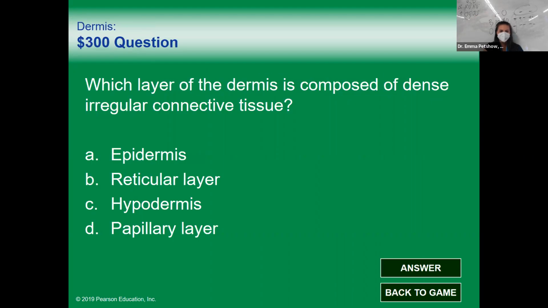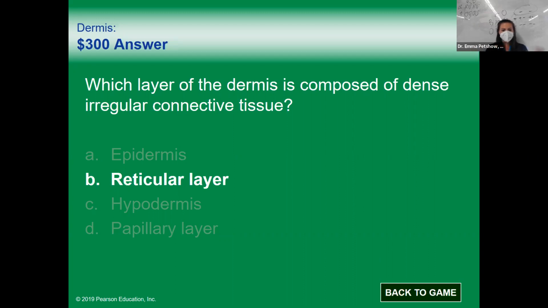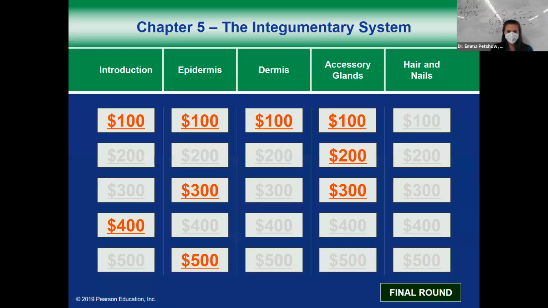Dermis 3. Which layer of the dermis is composed of dense, irregular connective tissue? So which one is more dense of the two dermal layers? One layer is loose, allows for phagocytes to kind of roam. One is dense and is tensile strength. Yep, it is the reticular layer. Good. Papillary layer is the loose layer.